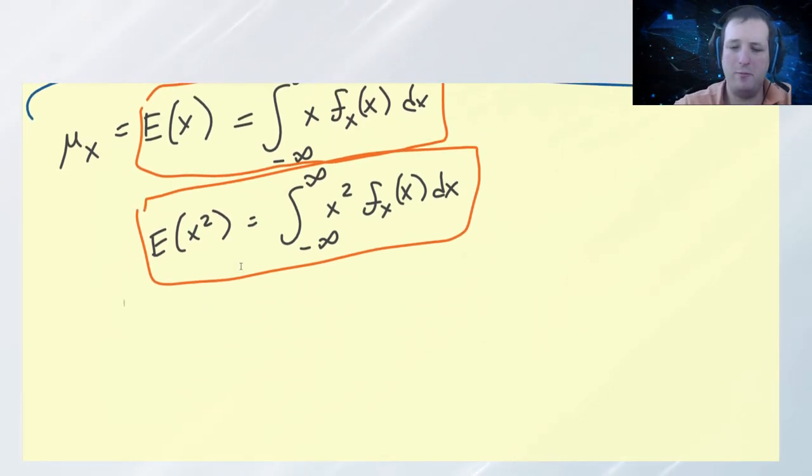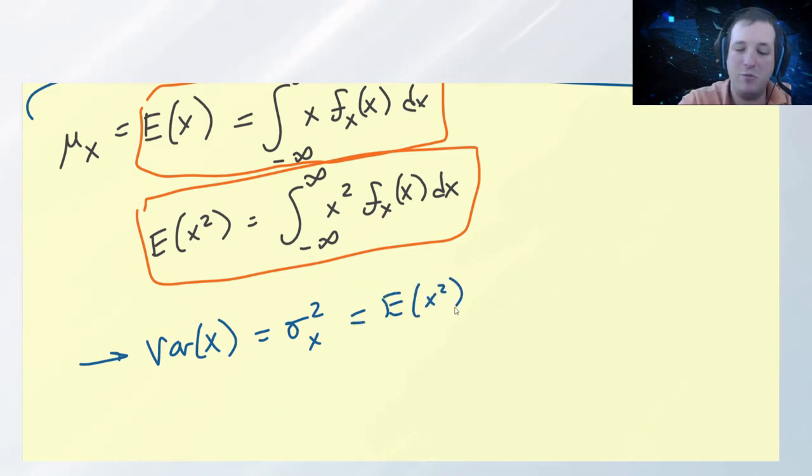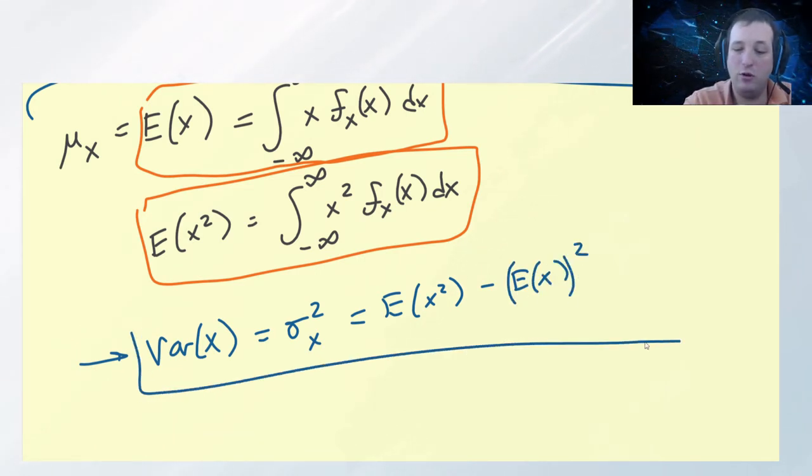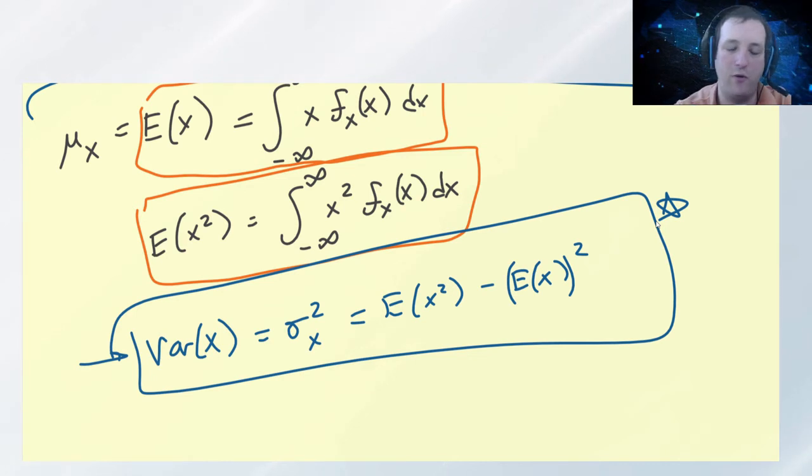But how can we find the variance? So remember that the variance of a particular random variable x, sometimes we write that as sigma x squared, is always just going to be equal to the second moment minus the mean squared. So this formula still holds for continuous and also discrete random variables, so we can still find the first moment, find the second moment, and then find the variance just like we did before.